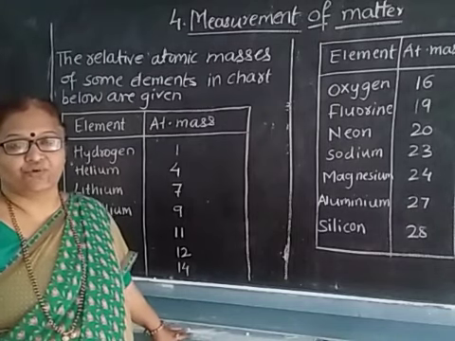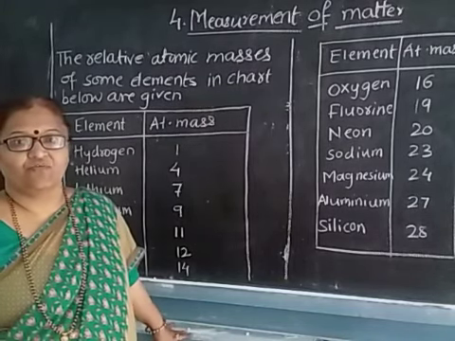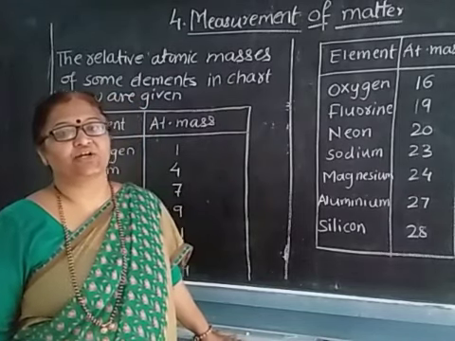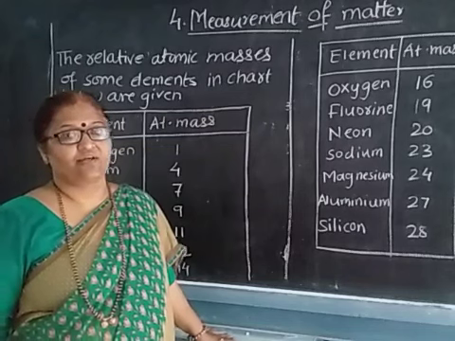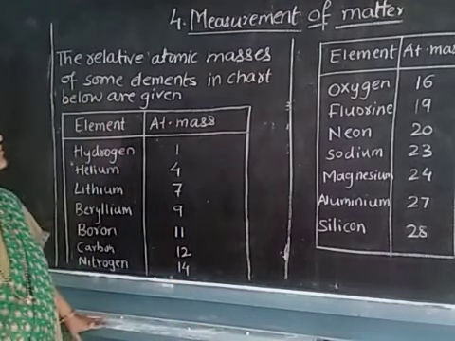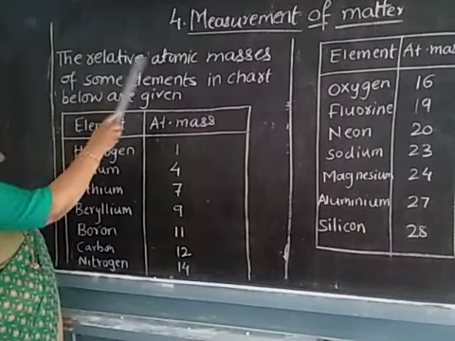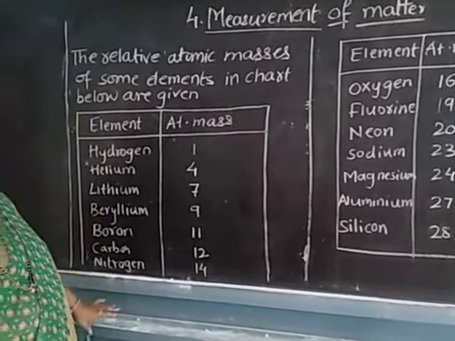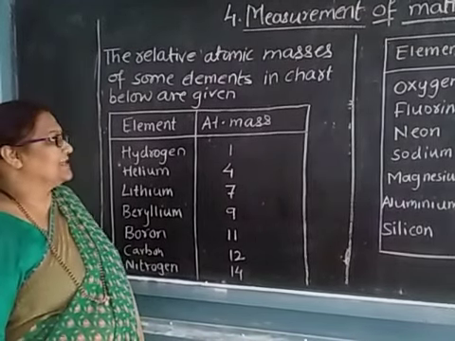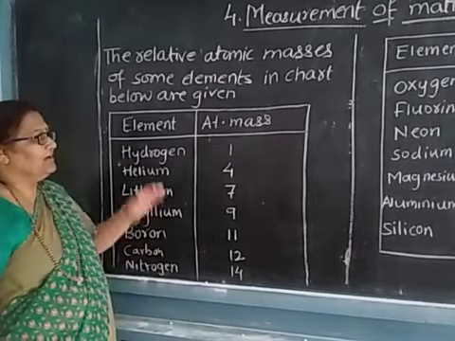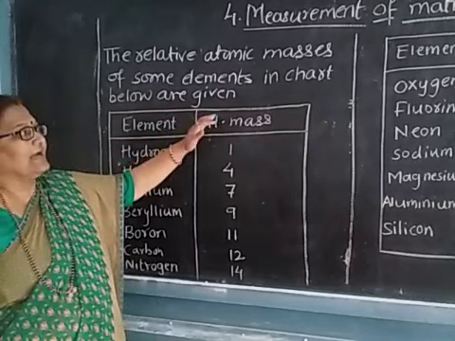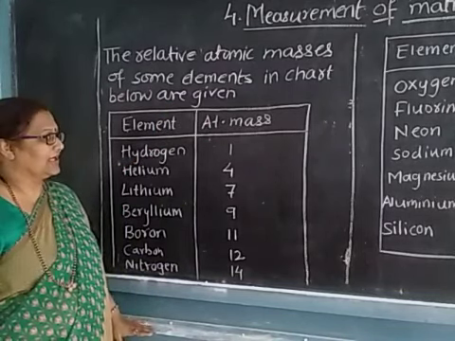Now what we are going to see is this. Yesterday I told you that atoms of a particular element are referred to a particular relative mass of that element. Now we are going to see the relative atomic masses of some elements in the chart given below. We have made one chart that contains the elements and the atomic masses of the particular elements.